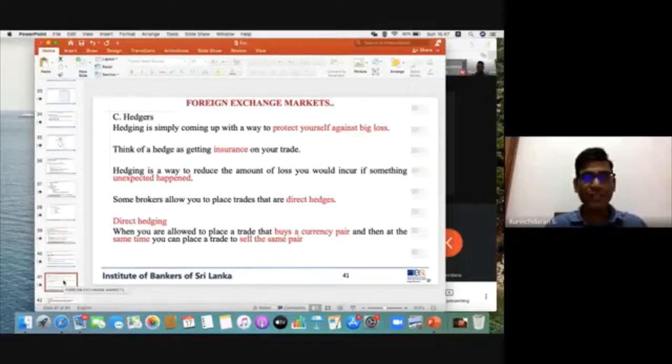That is when you are allowed to place a trade that buys a currency pair, and at the same time you can place a trade to sell the same pair. If you can place two orders, to sell as well as buy, that is direct hedging. Normally banks don't want to keep too much open position because they want to reduce the risk, so they do hedging, back-to-back transactions.